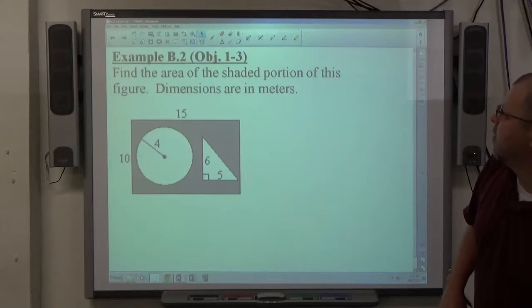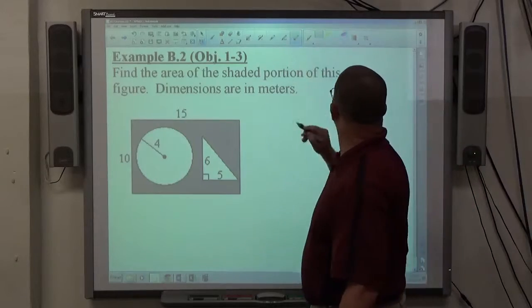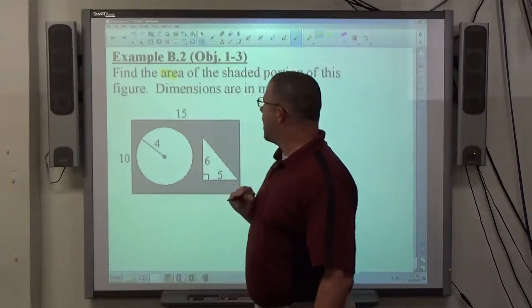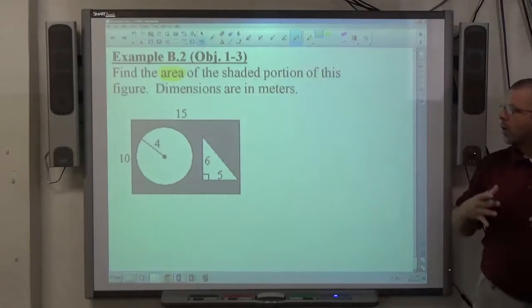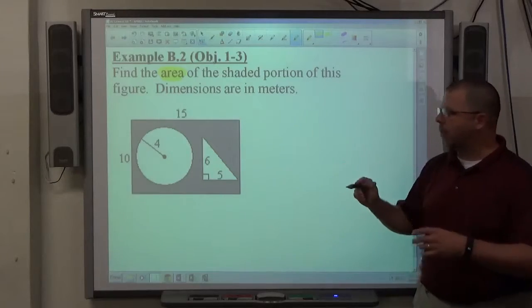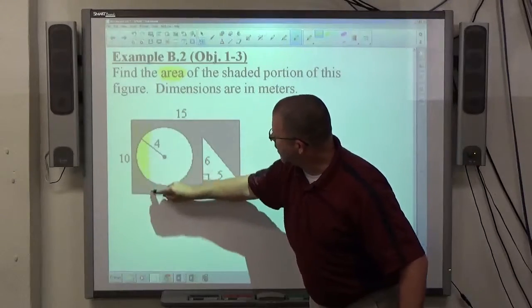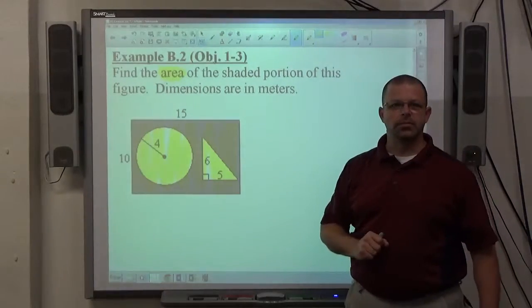Example 2, find the area of the shaded portion of this figure. Dimensions are in meters. Now, when we talk about area, area is the space inside a figure. Looking at this 10 by 15 rectangle, the space inside that rectangle, all this here, is the area of the rectangle.